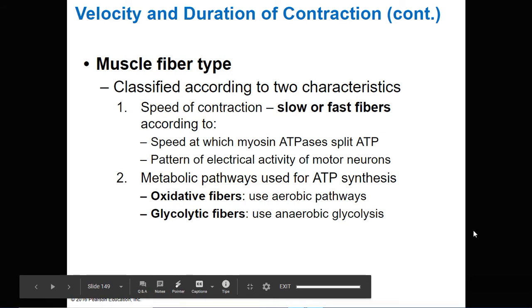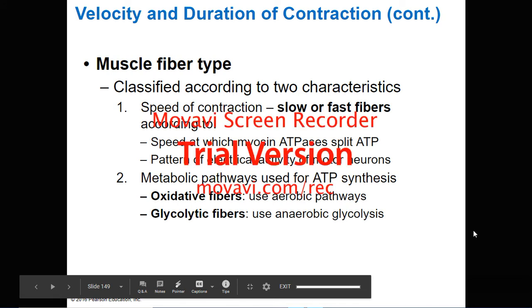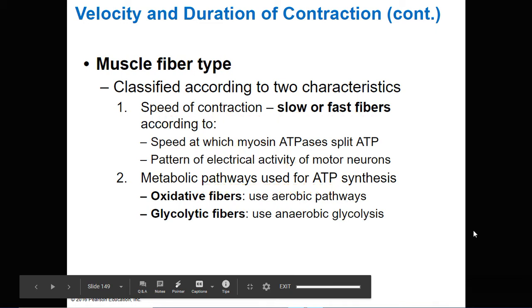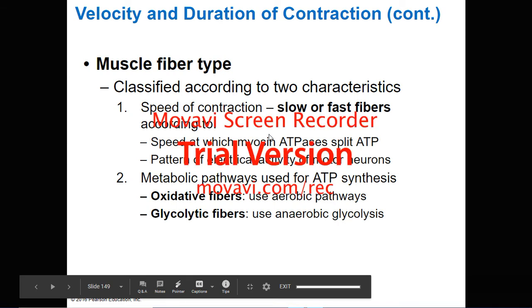So now let's talk about the different types of muscle fibers. Muscle fibers are classified according to two characteristics. The speed of contraction, whether the fibers contract slow or fast. Okay, speed of contraction. This is dealing with the speed at which the myosin ATPase splits ATP. Again, the speed at which myosin ATPase splits ATP.